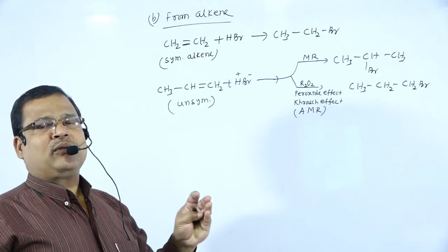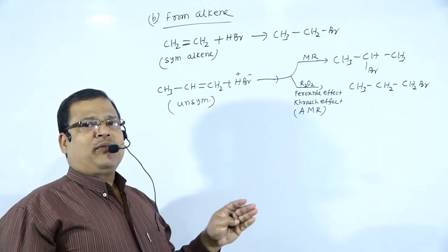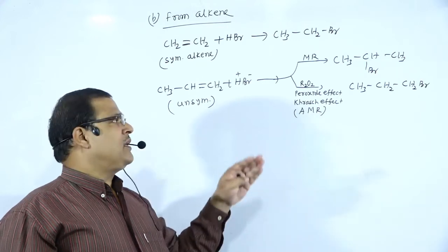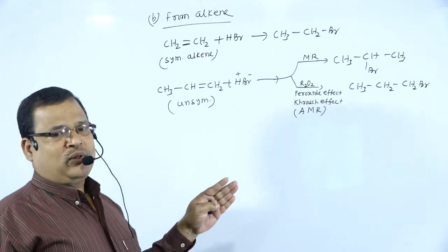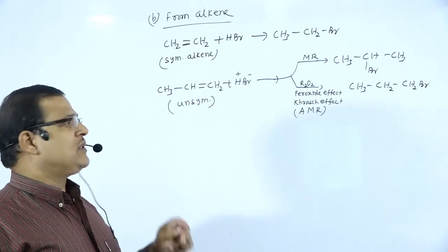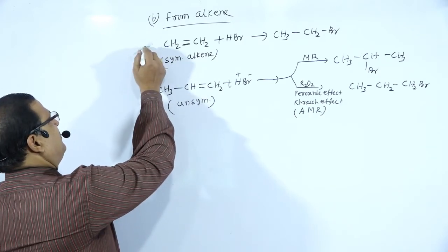Negative part will be added to that part of the carbon atom which contains more number of hydrogen atoms, if the reaction is carried out in presence of organic peroxide. That is otherwise known as Kharasch effect or peroxide effect. This is one kind of method of preparation from alkenes.